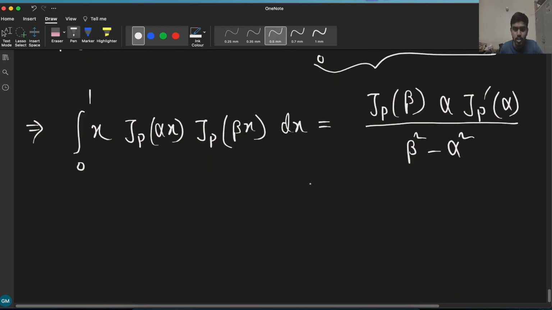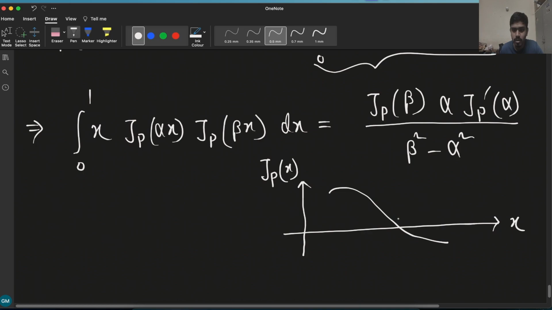So let me draw it again, what these alpha and beta are. Let's say this is the x-axis and this is our J_p(x) plot. So this is our alpha, because alpha is the zero of this Bessel function. So at x equals alpha, the Bessel function will be 0. And beta can be any other point. So this is the beta.